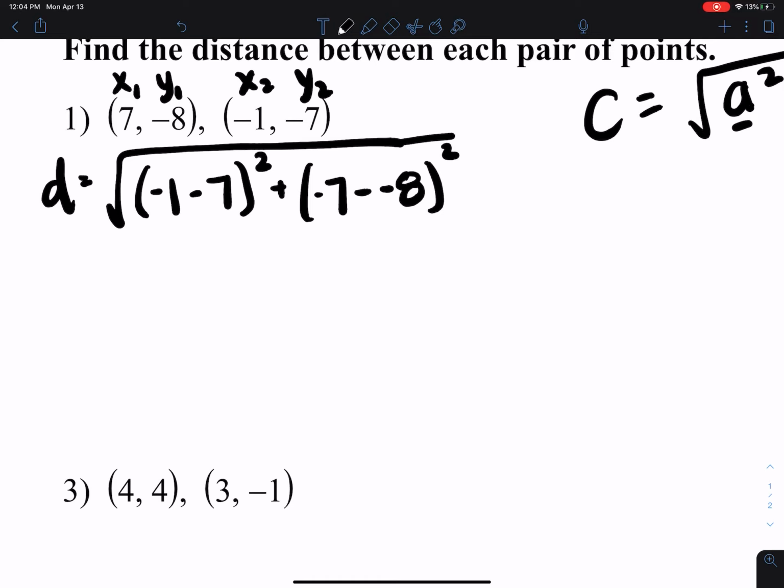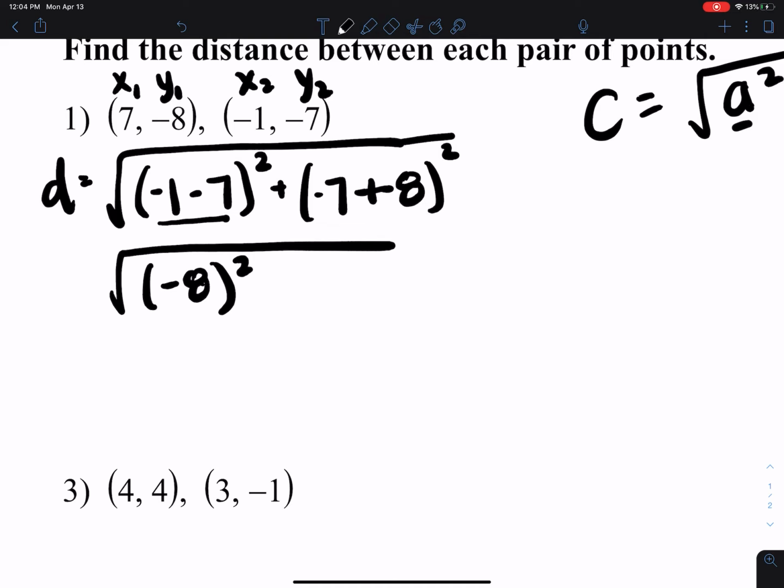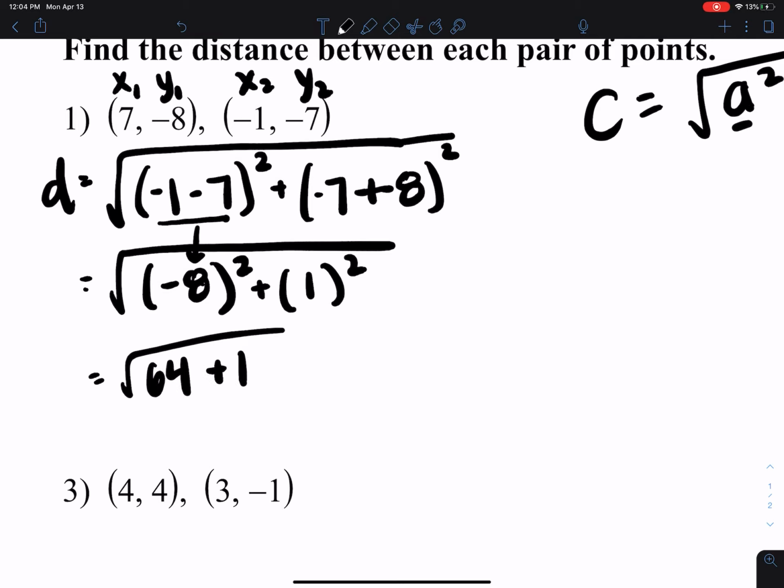So right here we have subtracting a negative. So I'm just going to write a plus sign right there, because when we subtract a negative, it's just like adding. So we have the square root of -8 squared, because that's -1 minus 7, that's -8, plus -7 plus 8, that's just 1 squared. So we have the square root of 64 plus 1, because -8 squared is 64, plus 1 squared is just 1. So that gives us the square root of 65.